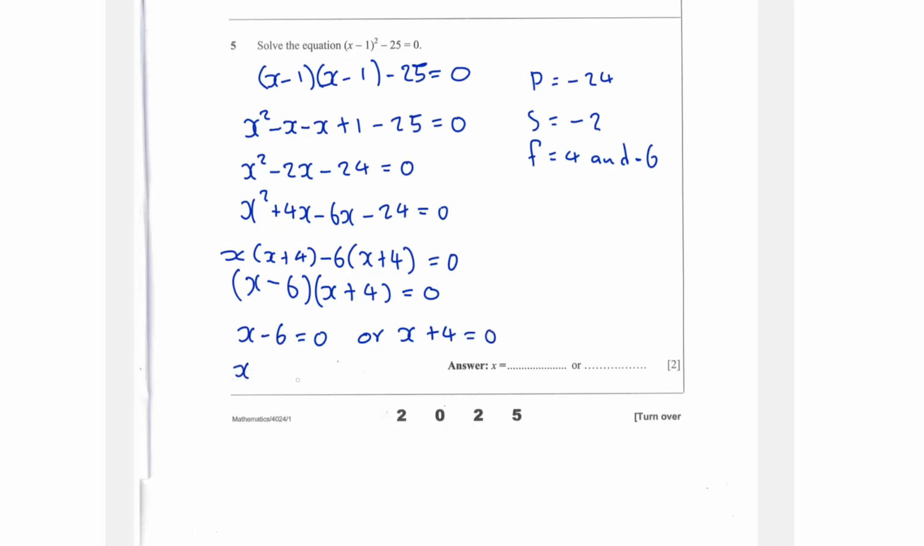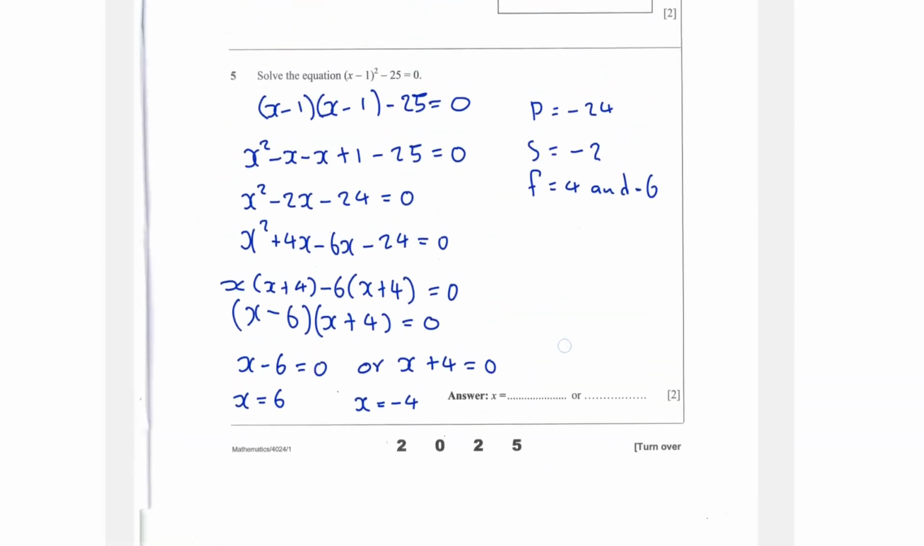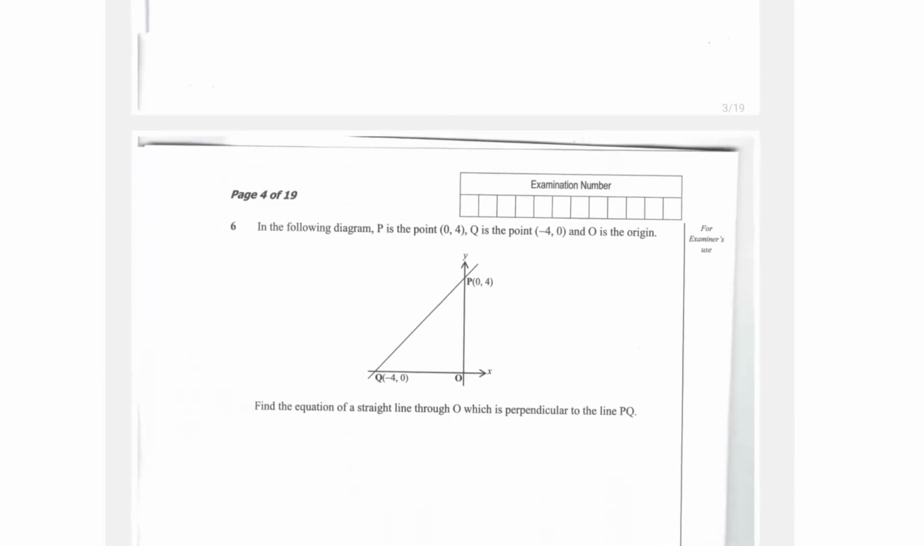Here, on the first one, when the negative 6 goes to the other side, it will become positive, so your x will be 6. And then on the other one, when the 4 goes to the other side, the value for x will be negative 4. So x can either be 6 or it can be negative 4. So we are done with this question. We can move on to another question.